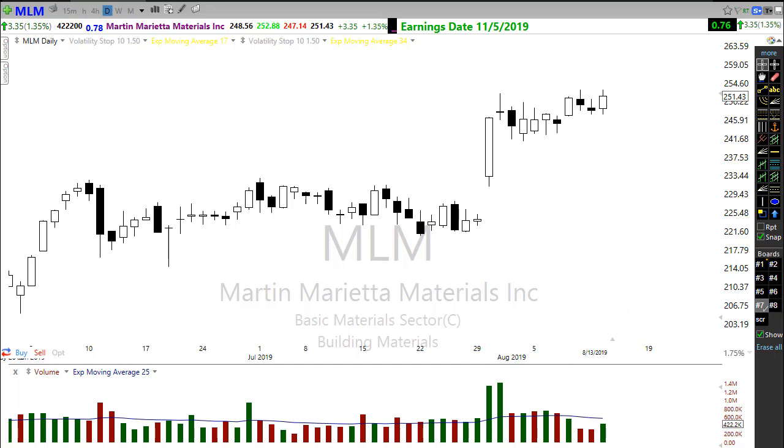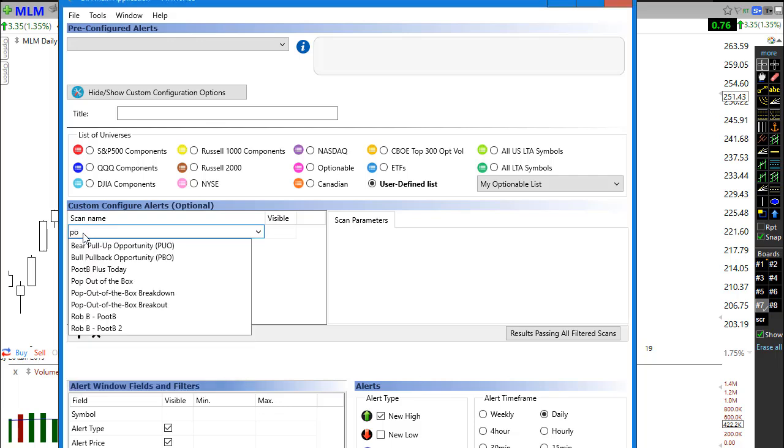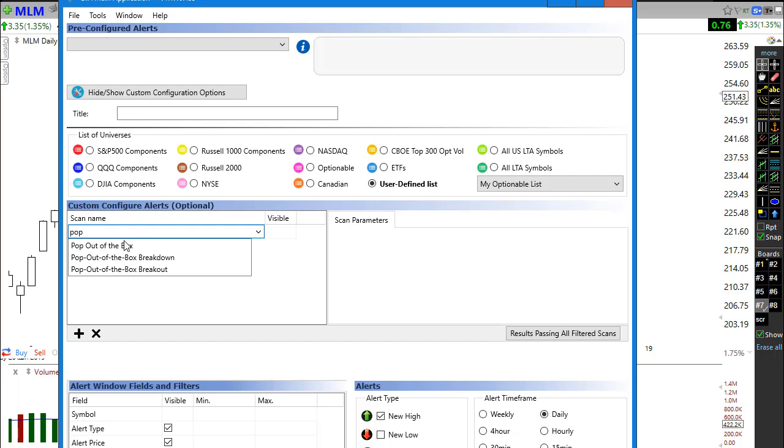If you look in the LTA scanner, let's say I want to just run against my user-defined list. I could run against any one of these. All I have to do is come over here and pick the pop out of the box. There's a pop out of the box breakout, a pop out of the box, or a pop out of the box breakdown.